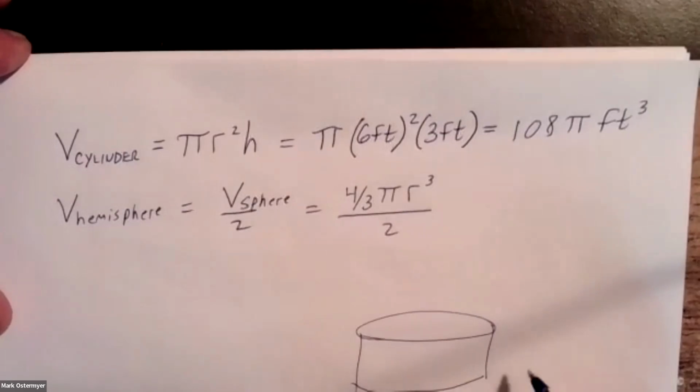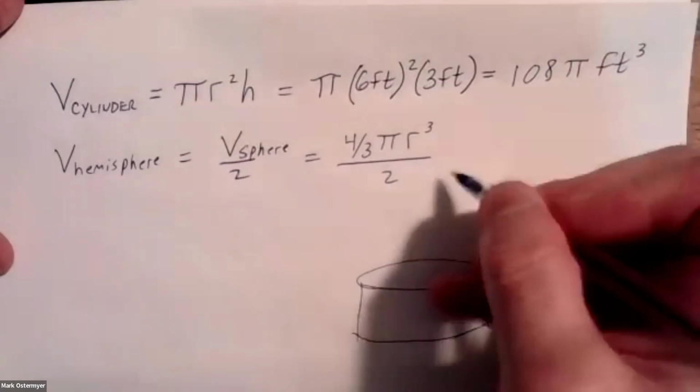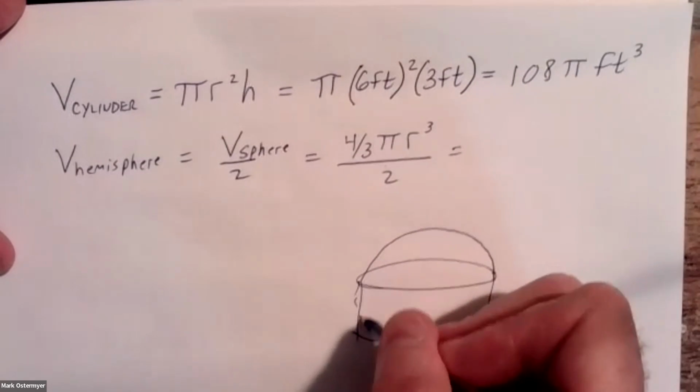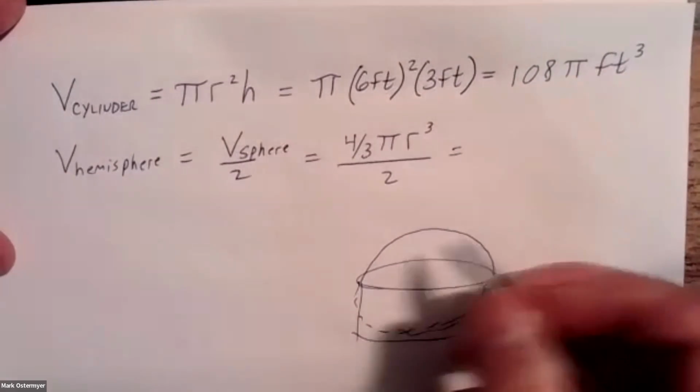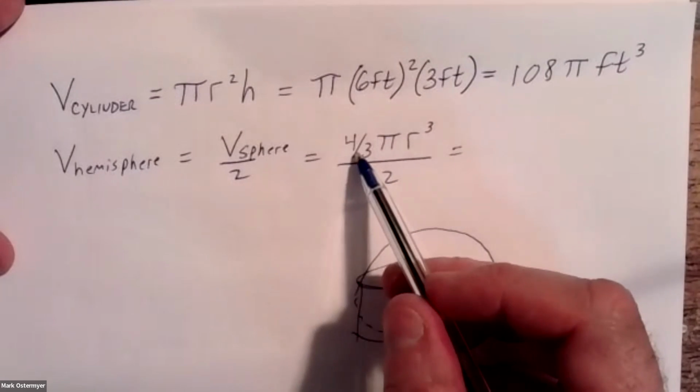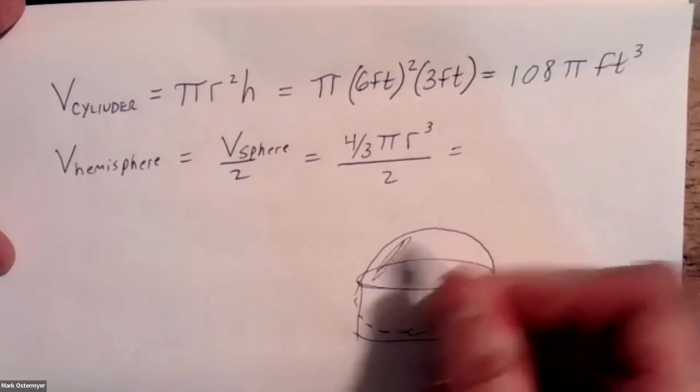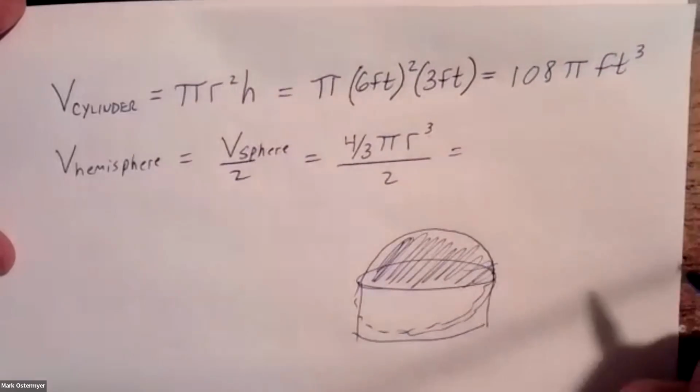That's the area of this, the cylinder. But then we've got to find the volume of this hemisphere here, which is half of what? Half a sphere. So how do you find the volume of a sphere? It's 4/3 times pi times the radius cubed, but we have to divide that by 2 because this is just a hemisphere. It's half of a sphere.